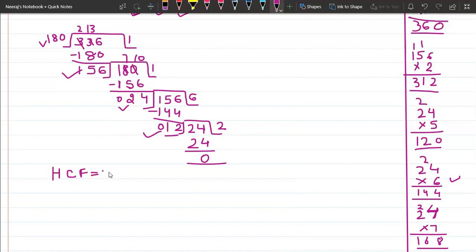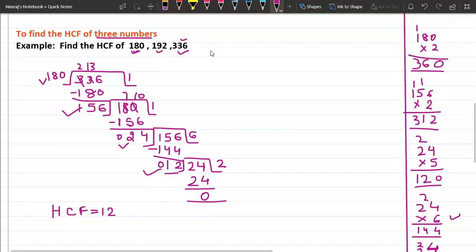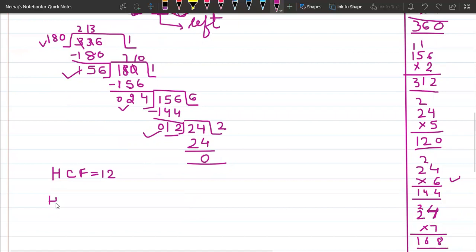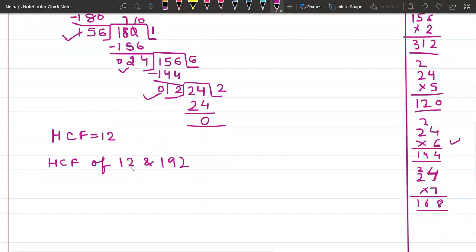But this is the HCF of two numbers. But we were doing the question, you have 3 numbers. So we have chosen these two numbers, 180 and 336. Still 192 is left. Now we have to divide 12 and 192 together. So now you have to find the HCF of 12 and 192. Now we will divide these two numbers to find the final HCF.